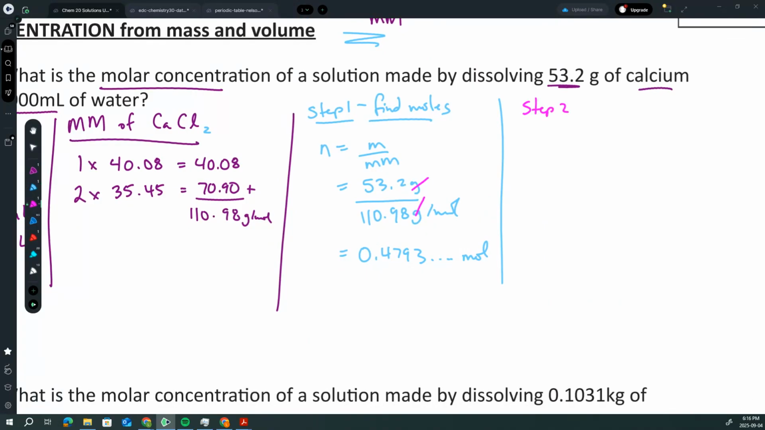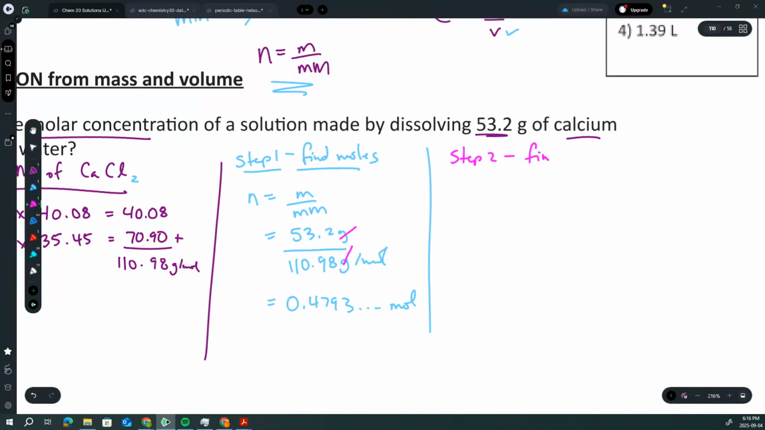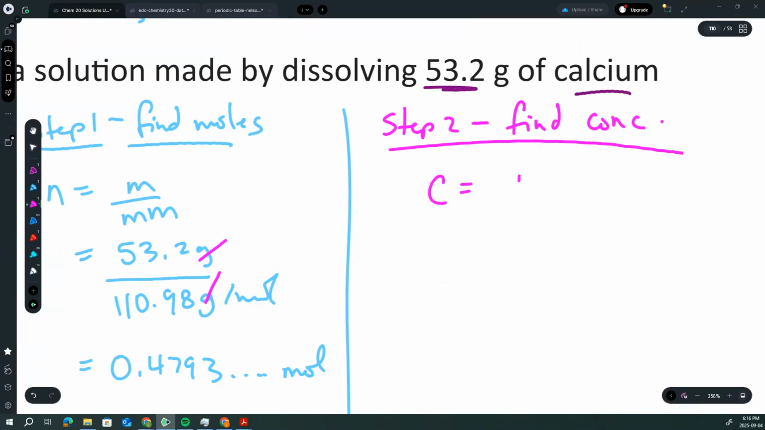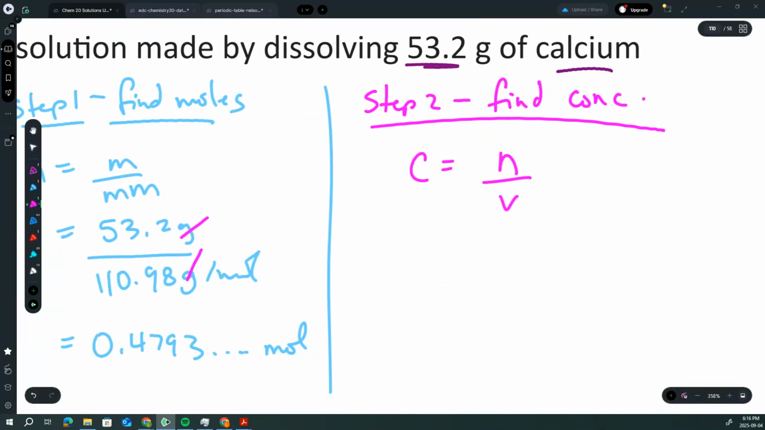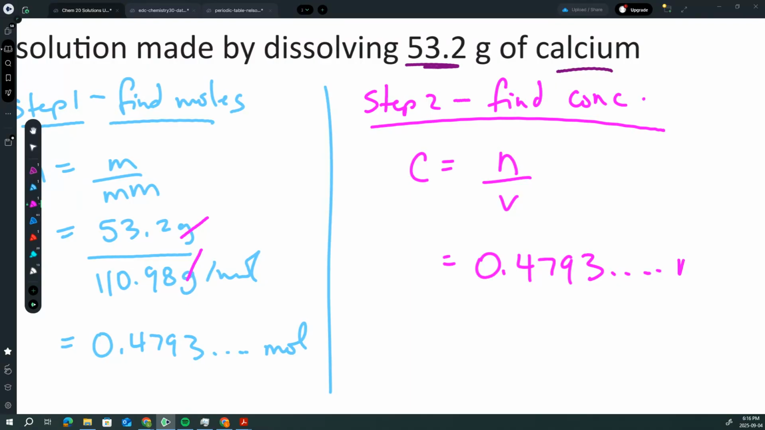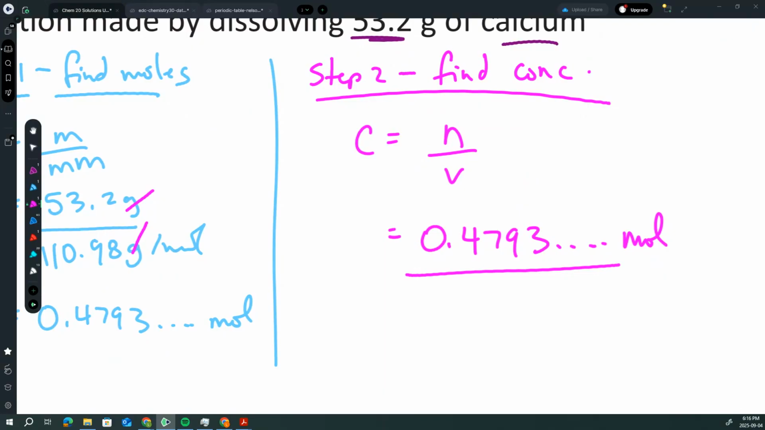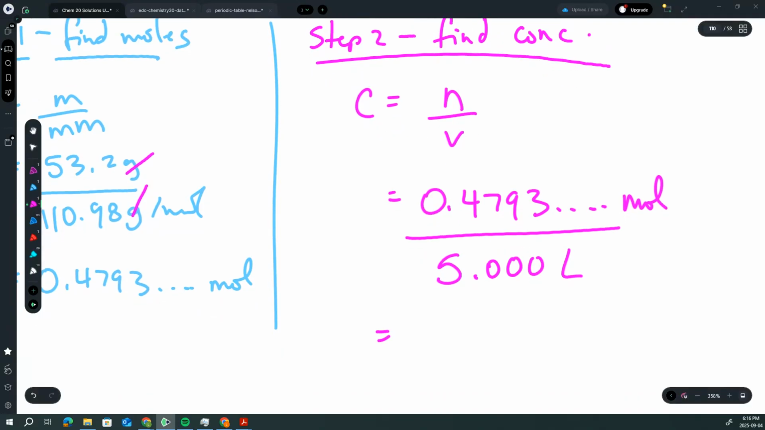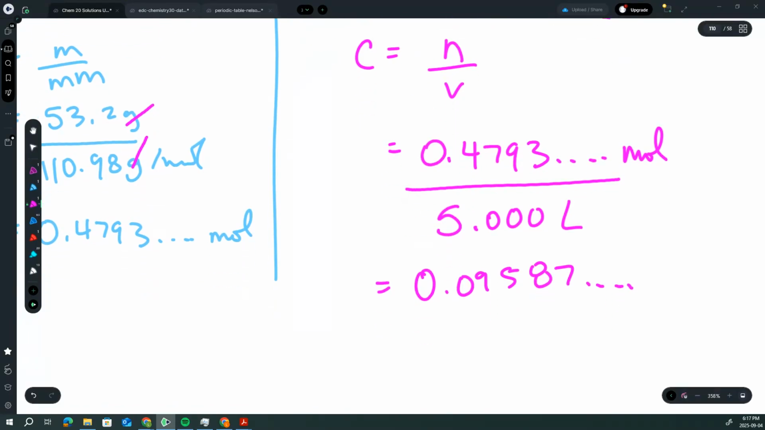Step 2. Now we are going to be finding concentration, which I'm going to abbreviate as CONC. So concentration is equal to moles divided by volume. So 0.4793. So I'm using the unrounded number that I got in my calculator to do this next calculation, divided by 5 liters. That's going to give me 0.09587. Number keeps on going on forever.